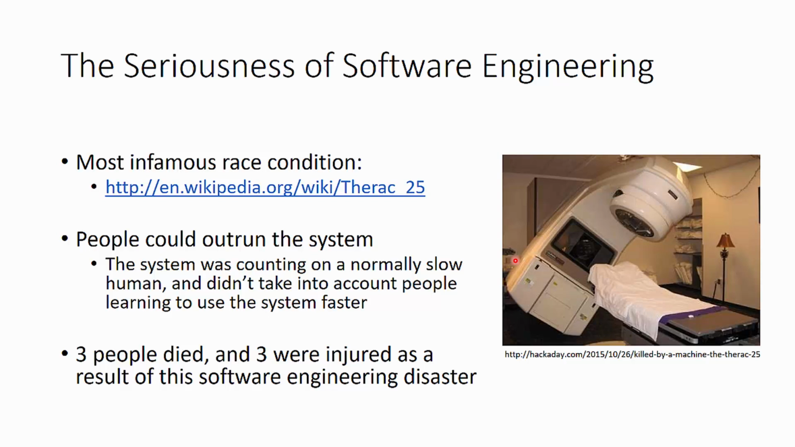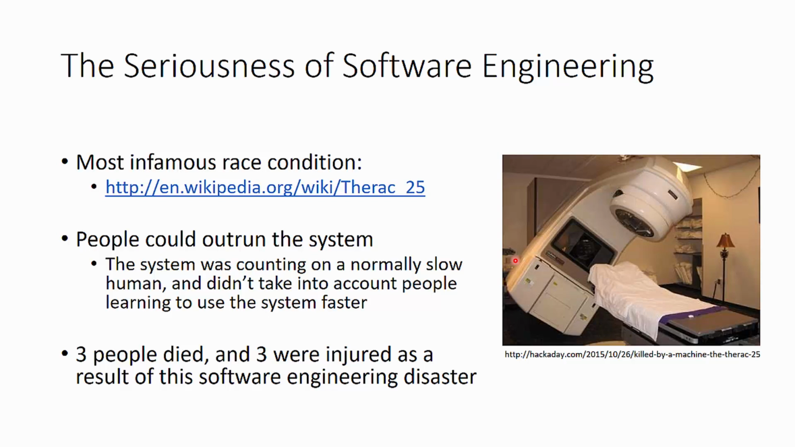It was a radiation machine that was used in cancer therapy, and one of the problems is that people could outrun the system. So the system was counting on people being slow in terms of typing in the information that the computer attached to the Therac 25 required in order to tell it what to do. But they didn't take into account that people, as they learned, were getting faster and faster with the system, and would skip over errors that would appear on the screen that they didn't know anything about.